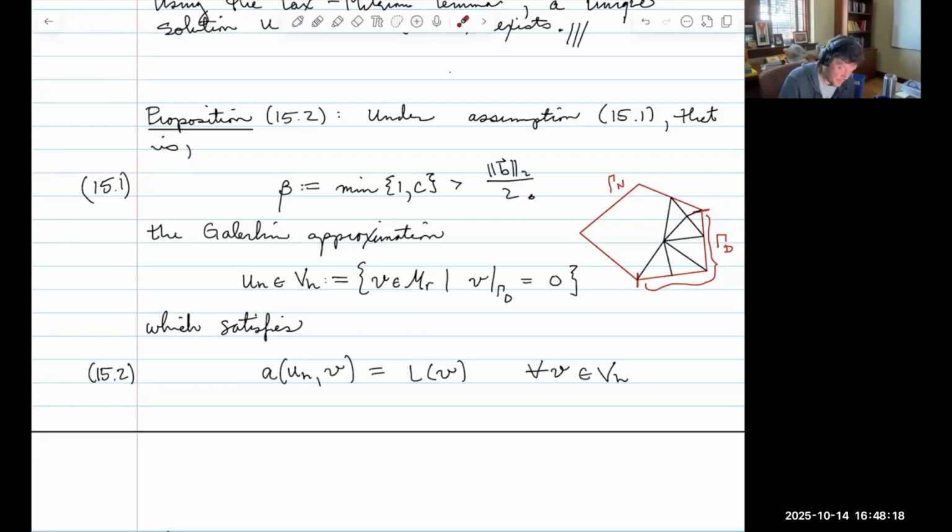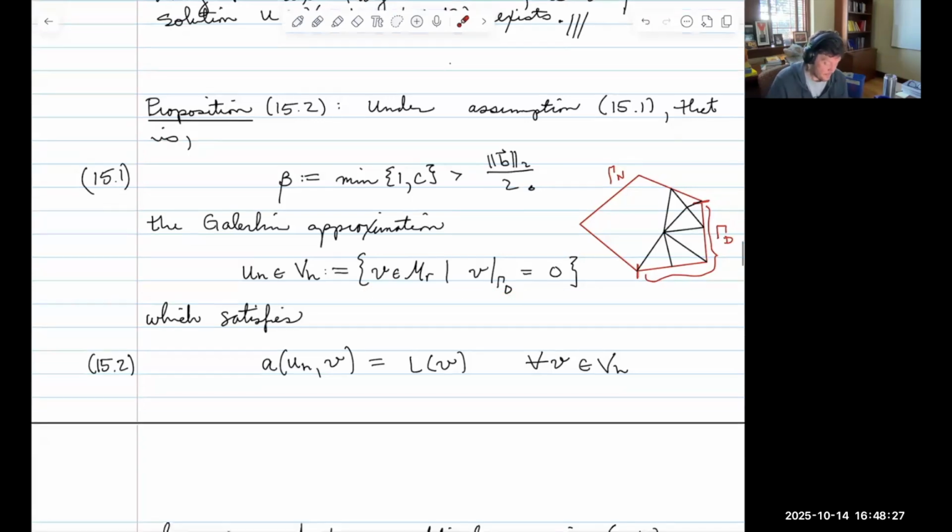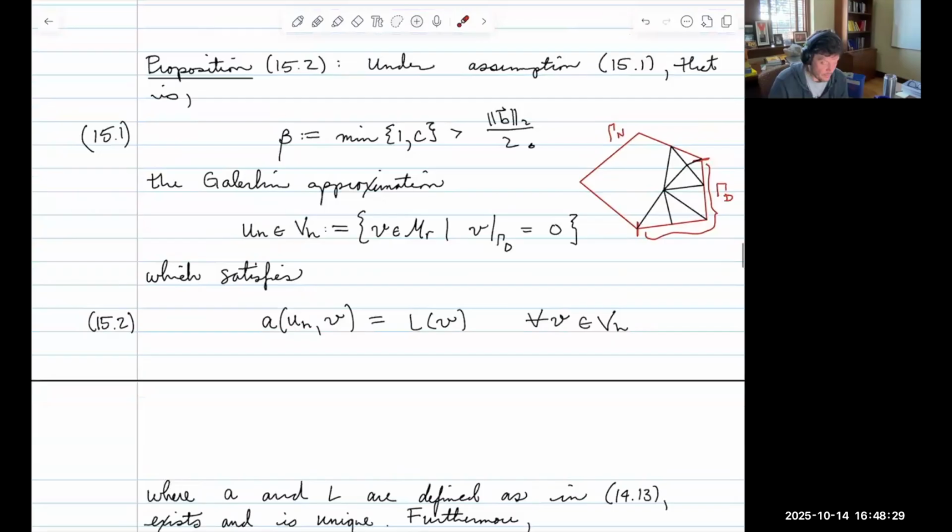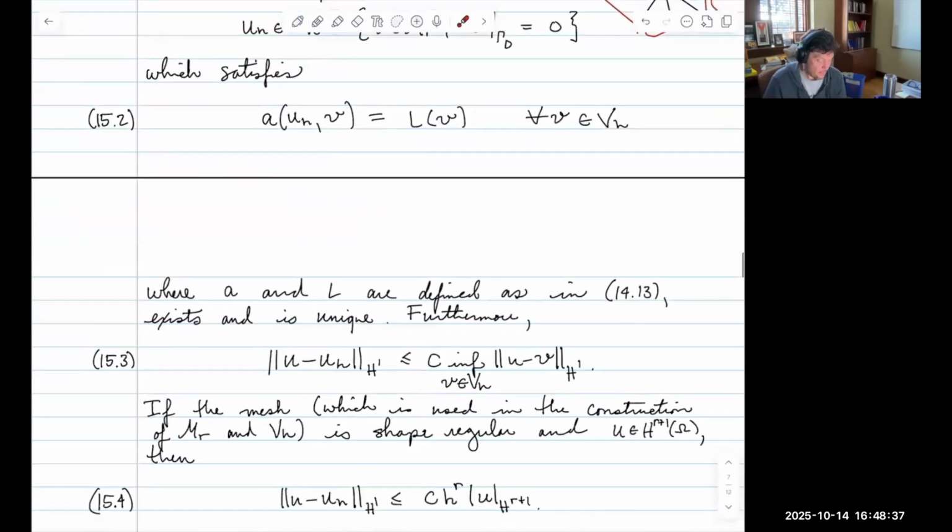All right. So this is the approximation space, the finite element space that I'm going to use. And what my result is saying is that there's going to be a Galerkin approximation which satisfies this equation as it usually would, where A and L are defined as above. So this is for my non-symmetric problem.